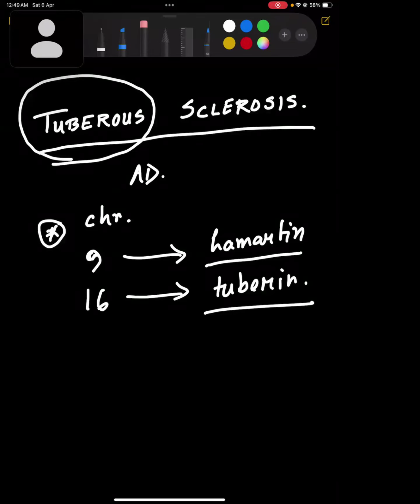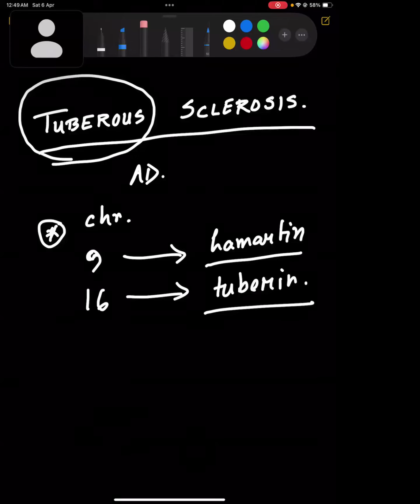So, important things I told you: number 1, this is an autosomal dominant disease. Number 2, the chromosome number. Number 3, the gene names. Now come to the features. Actually, for tuberous sclerosis, yes, Dr. Mina, for both part 1 and part 2, because I'm going to show you the image also now, okay?